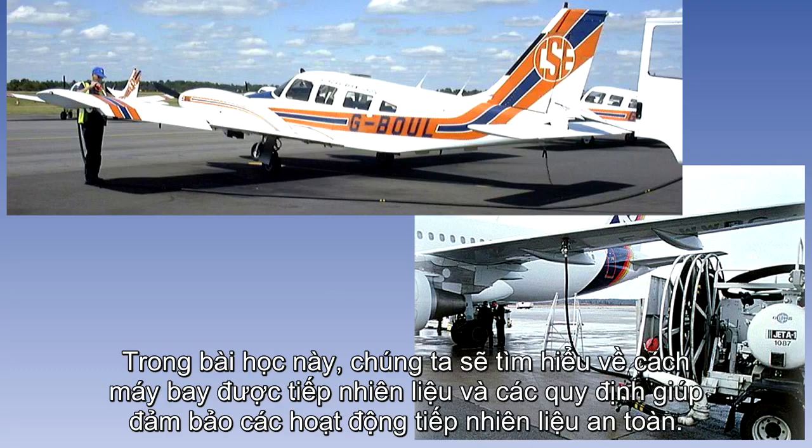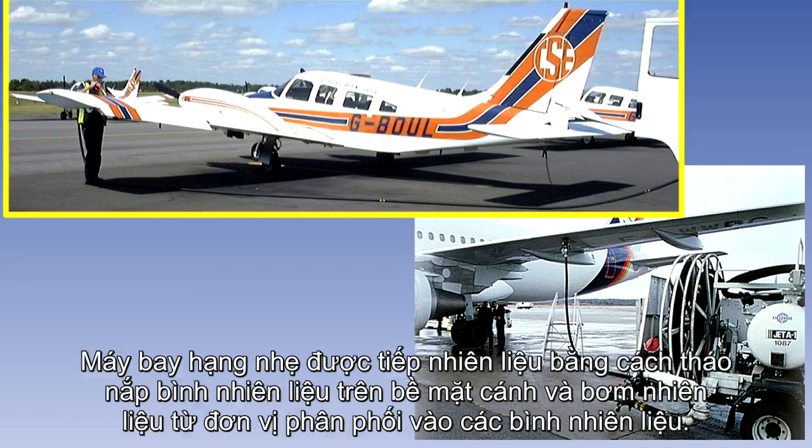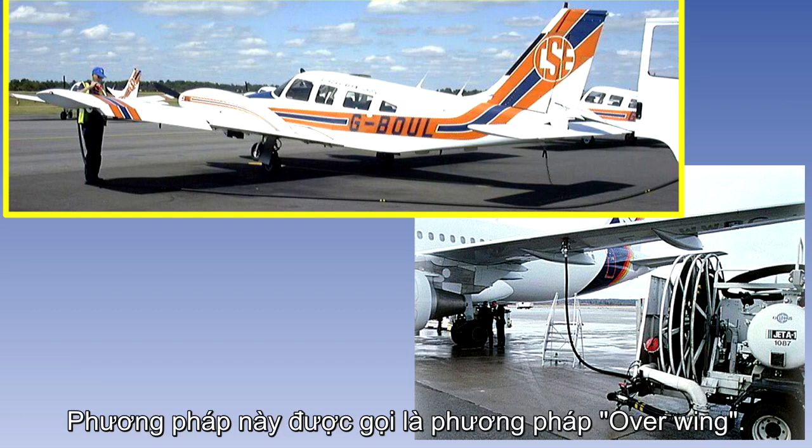In this lesson, we will look at how aircraft are refueled and at the regulations that help to keep the refueling operations safe. Light aircraft are refueled by removing the tank filler caps in the wing upper surface and pumping fuel from the dispensing unit into the tanks.